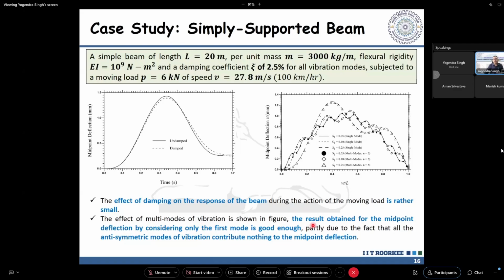And if we consider few modes, then for mid-span, the first mode itself is good enough, because the second mode will have a zero displacement. So second mode will have this type of shape. At the center, it is going to give us the zero displacement. The second mode will not have any contribution at the midpoint, but it will have a contribution at the other points. So if I'm interested in finding out the displacement at, let us say, quarter length, then the number of modes will be different. And if I'm interested in finding out the response at the mid-span, the number of modes may be different. The contribution by the same modes may be different.